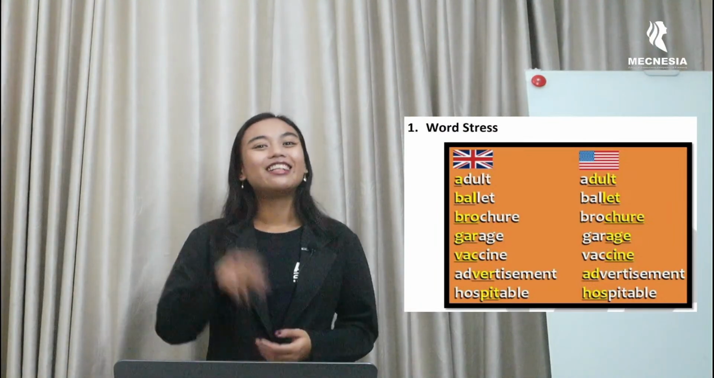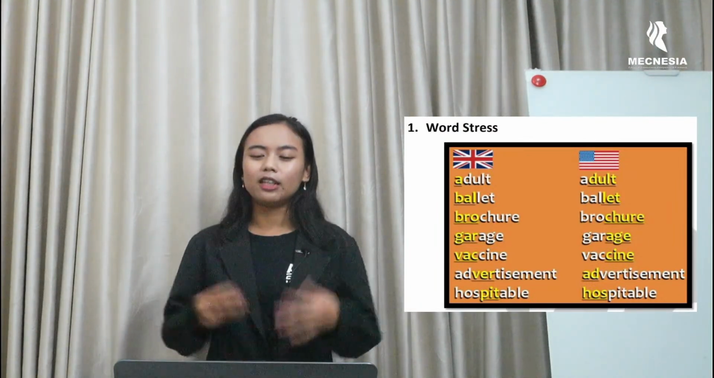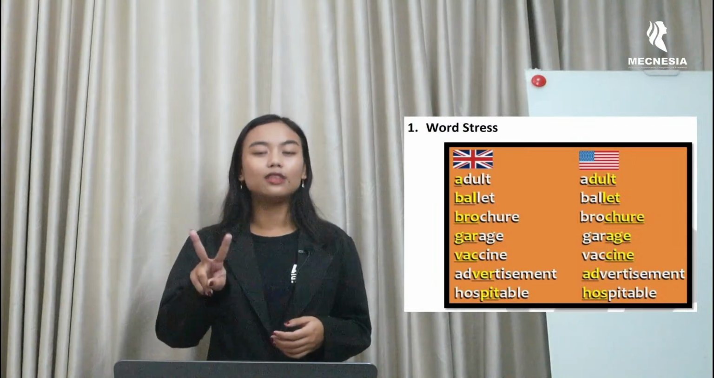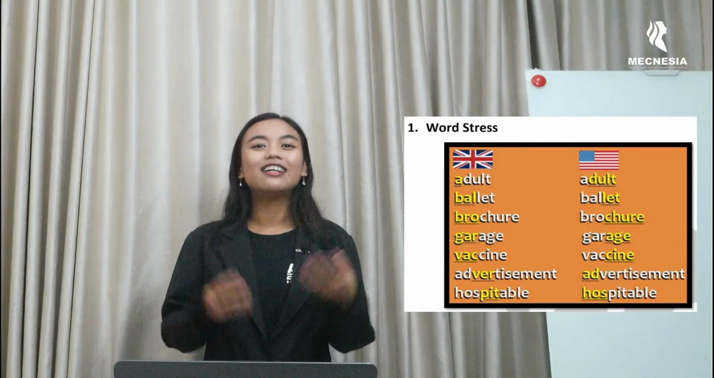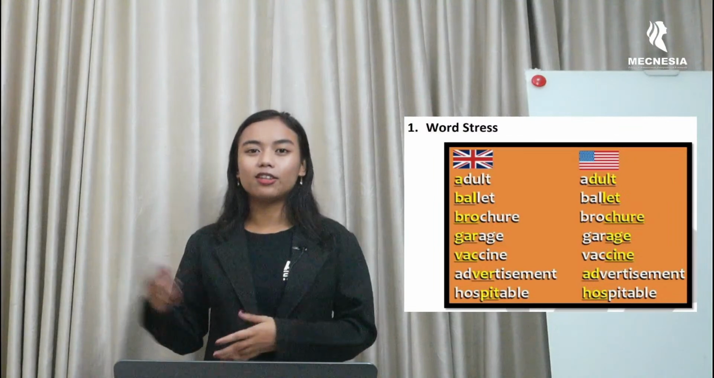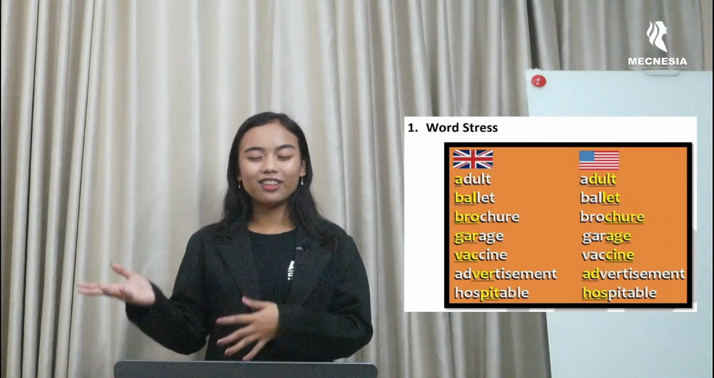Adult. The stress is in the second syllable. Jadi penekanannya ada di suku kata kedua, adult-nya, bukan e-nya. Let's say it. Adult.